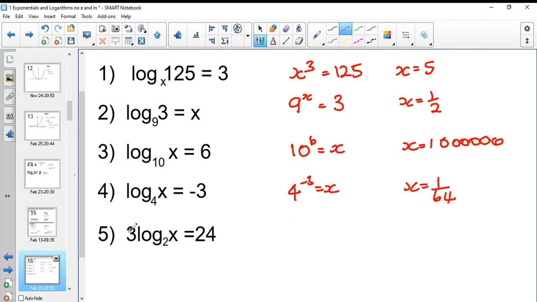And this one, well, we've got 3 lots of the log. So the first thing to do is divide by 3 to give 8. And then we go from there. So 2 to the 8 equals x, which means x will be 256. 2 to the power 8, which is 256. Okay, so just be careful here. We can only go to exponential form when just the log is the subject.